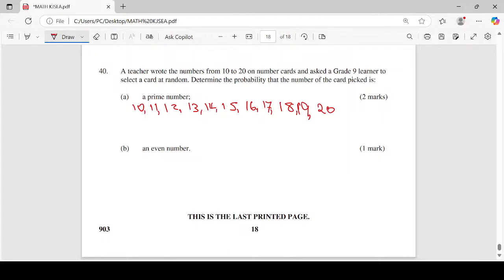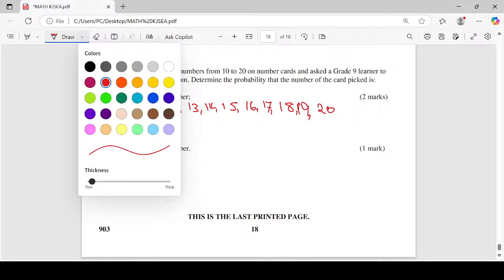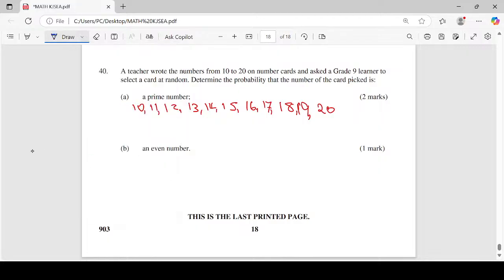So a prime number. Let's see the prime numbers between these: we have 11, 13, and 7. Sorry, 11, 13, 17, and 19. So the prime numbers here are 1, 2, 3, 4. So it is 4 over 11. That is the probability of picking a prime number.